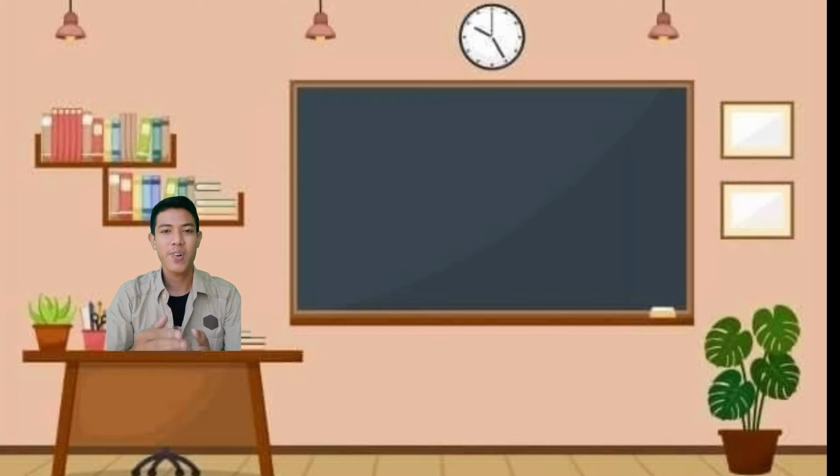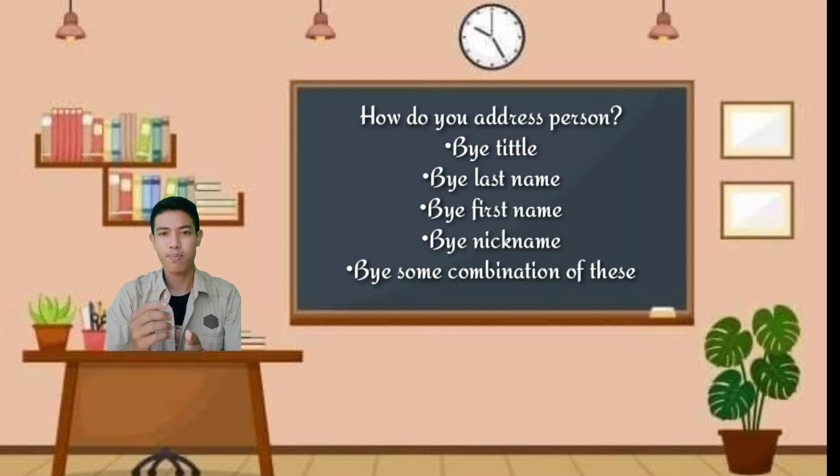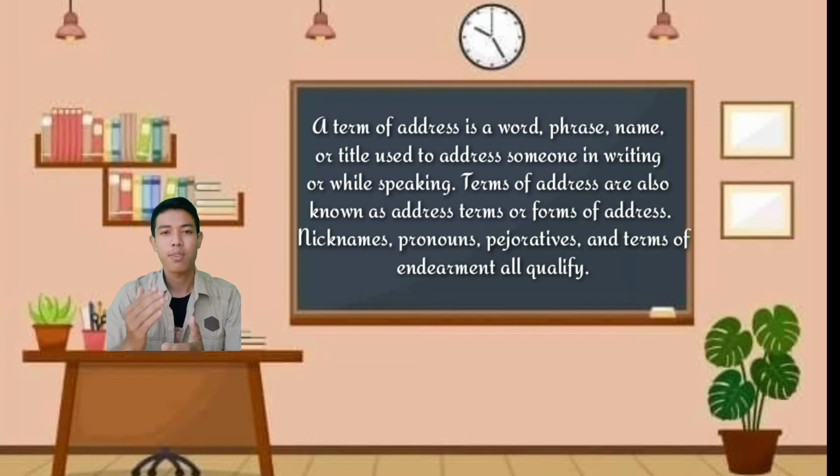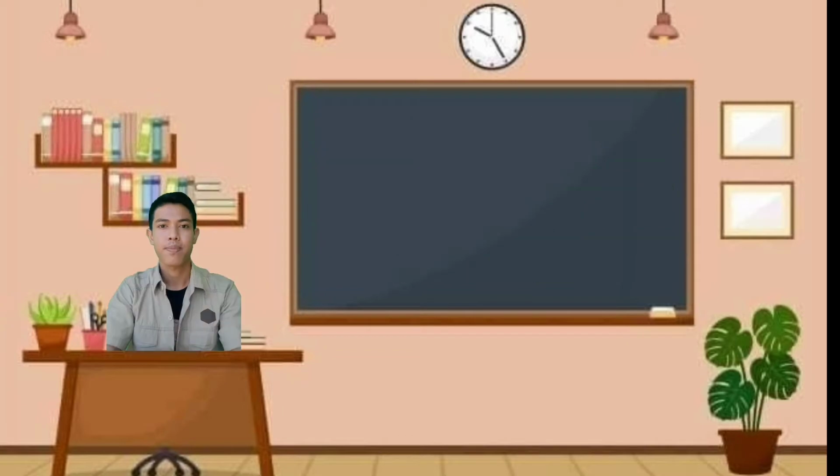Well everyone, now let's move to the next material, that is about a trace term. How do you address a person? By title, by last name, first name, nickname, or some combination of this. Okay, a term of address is a word, phrase, name, or title used to address someone in writing or while speaking. Terms of address are also known as a trace term or form of address. Nicknames, pronouns, pejorative, and terms of endearment all qualify.